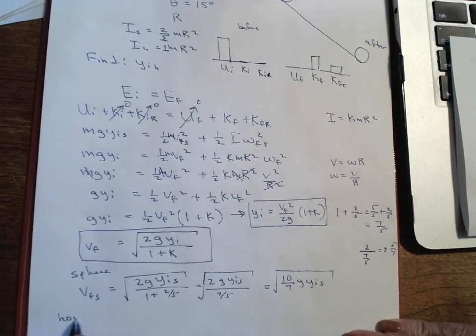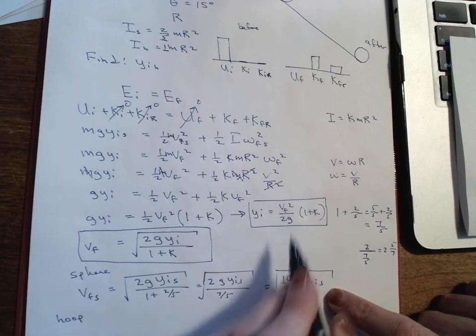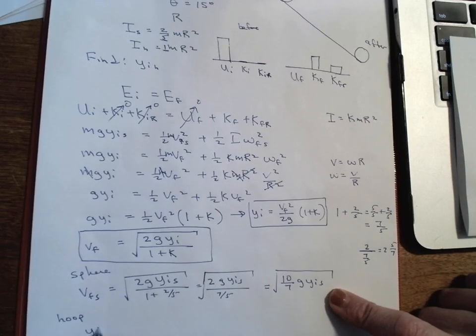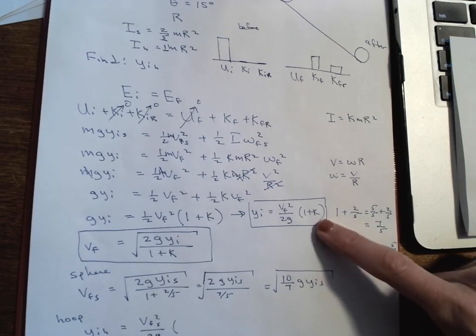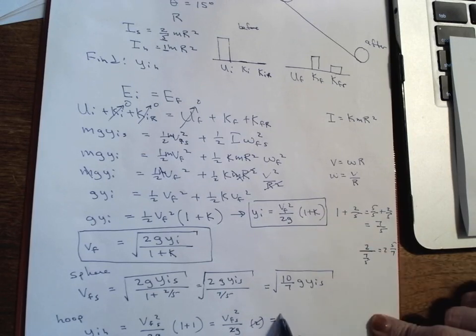So for the hoop, now that I know the equation for velocity for the sphere, let's see if I can plug that in and figure out the new height for the hoop. So y i for the hoop is equal to v final squared of the sphere divided by 2g. And now I'm going to plug in the k for the hoop, 1 plus 1. There's a 2 here and a 2 here, right? So I can cancel out the 2's, and I have v final squared of the sphere over g.